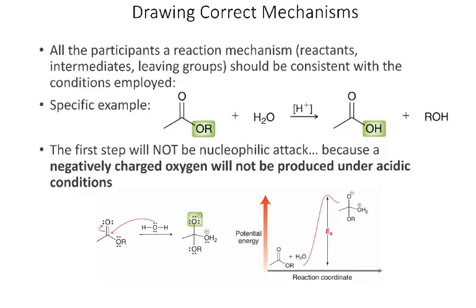All right, so I want to talk about drawing correct mechanisms for the rest of this video, and we'll have an example in the next video. So again, what we're worried about here is all the participants in a reaction mechanism, so the reactants, the intermediates, the leaving group, should all be consistent with the conditions employed, right? So don't make acids when we're in basic conditions, don't make bases when we're in acidic conditions.